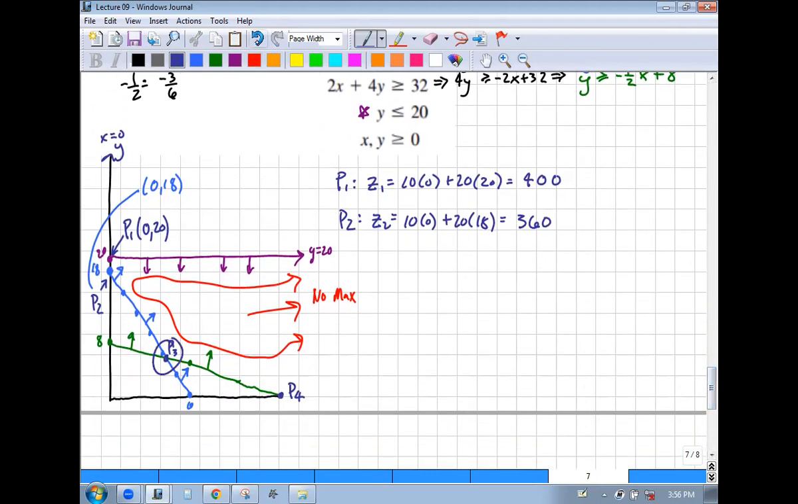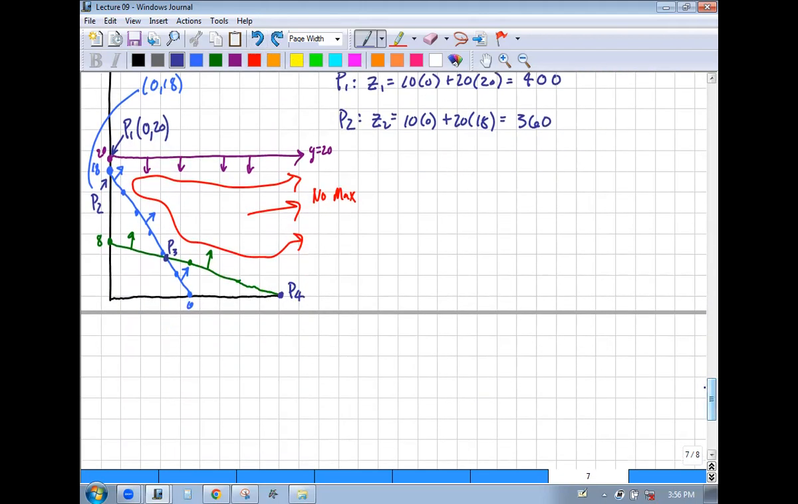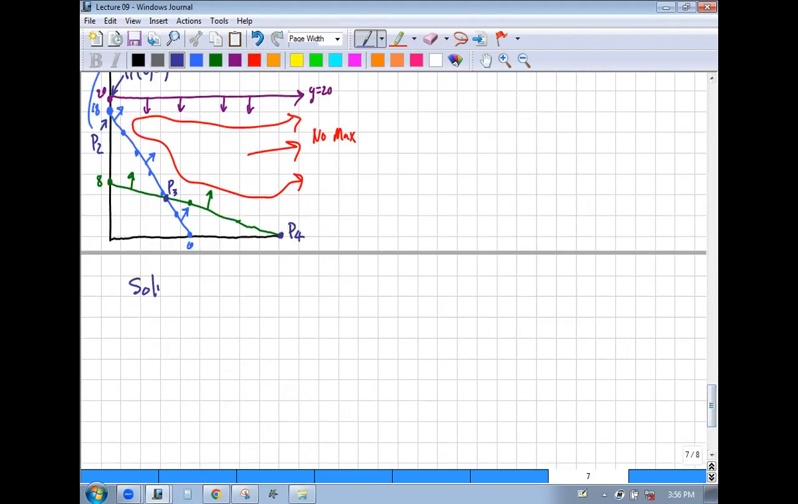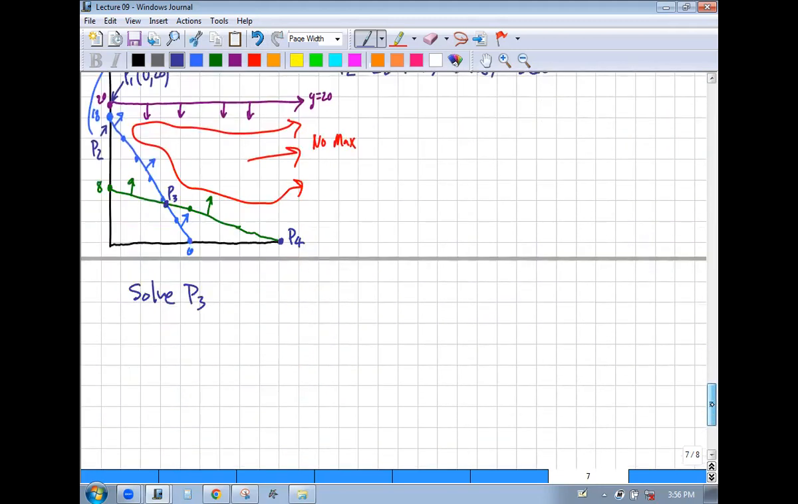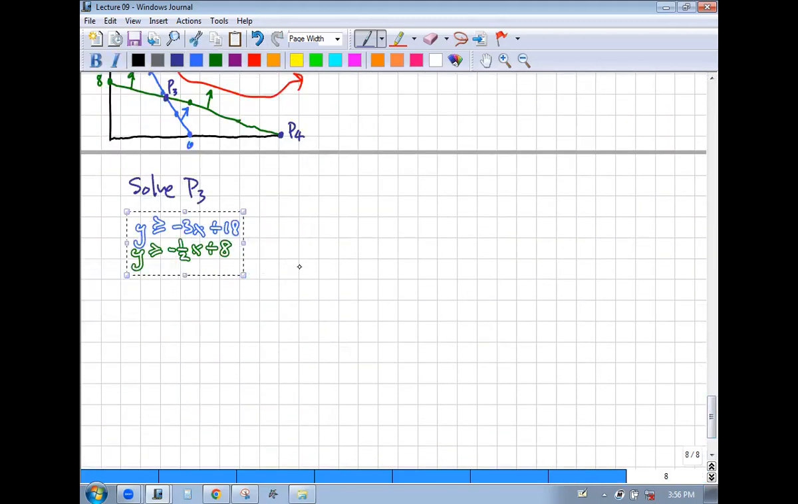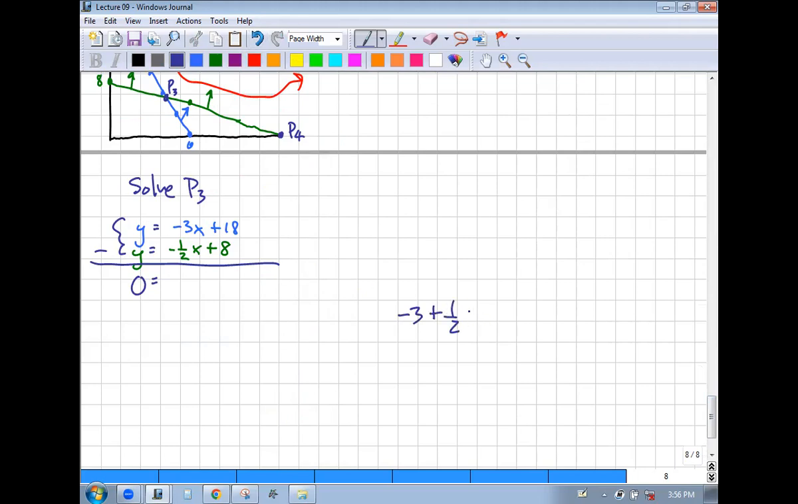Okay. P3 is going to require a little bit of work. It's where the green and the blue intersect. So let's figure out what point P3 is. Here's our green, here's our blue. We want to know where these lines intersect. We'll treat these as lines. We'll do elimination since the y's are all together over here. Y minus y is 0. We have a minus 3 minus minus a half. Well, 3 is 6 halves. This is minus 5 halves.